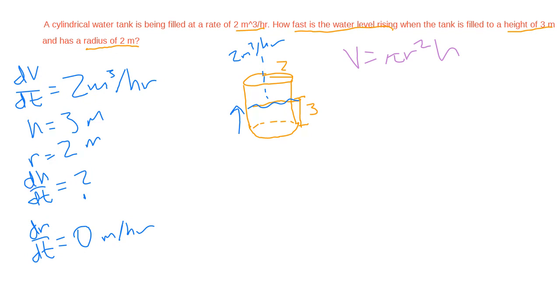So now let's go ahead and differentiate both sides with respect to time. That's where we get dv over dt equals, so we have an r and an h, so we're going to have to use our product rule. So we can say that we have 2 pi r h dr over dt plus pi r squared dh over dt.